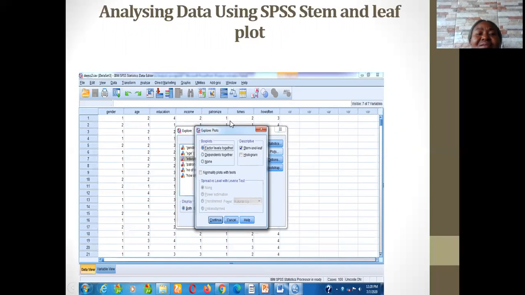After analyzing data, or in the course of analysis, if you want to use stem and leaf plots, you go to SPSS and you go to Descriptive, Explore. One time you click Explore, and then you go to Explore Plots. You will see the stem and leaf plots.